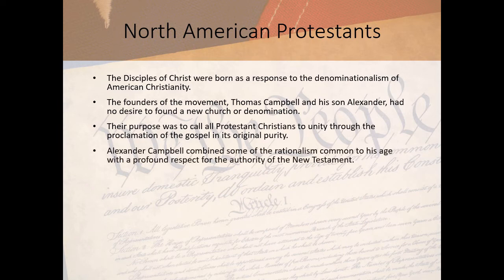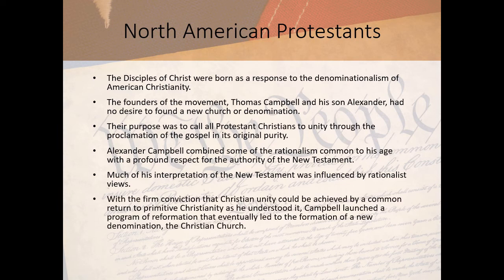but you've got to admire him for at least trying. Alexander Campbell combined some of the rationalism common to his age with a profound respect for the authority of the New Testament in his thinking. Much of his interpretation of the New Testament was influenced by rationalist views, so he's going to have a very unique perspective in looking at all of this. With the firm conviction that Christian unity could be achieved by a common return to primitive Christianity as he understood it, Campbell launched a program of reformation that eventually led to the formation of a new denomination, the Christian Church, which is exactly the opposite of what he wanted to do.